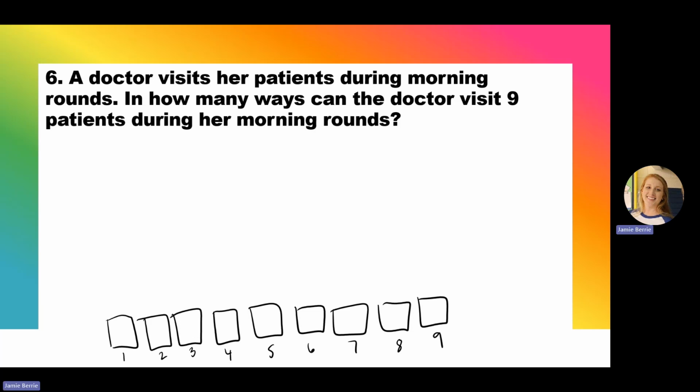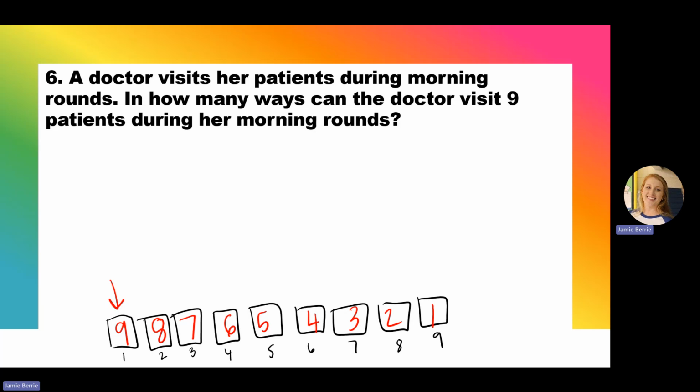So whenever I go see this first patient, how many options do I have for which patient I can go see when I'm making my first visit? I have 9 patients I can go see, right? Well, then I've already seen that first patient, so now I only have 8 patients left to see. Then I have 7 patients left to see. Then 6, then 5, then 4, 3, 2, and then 1.